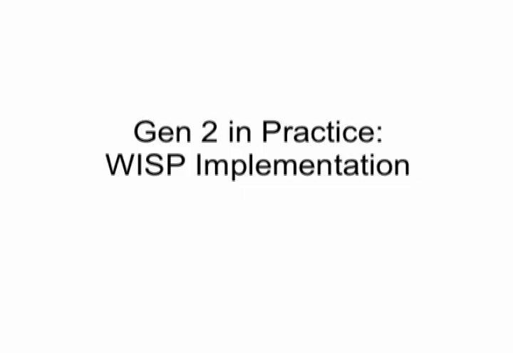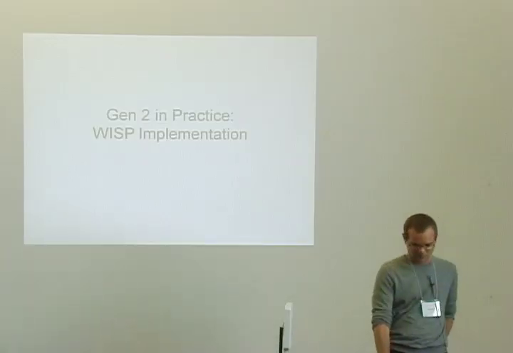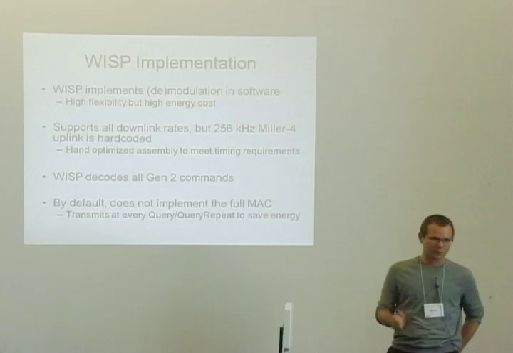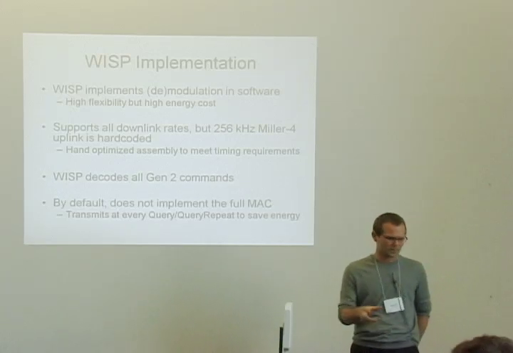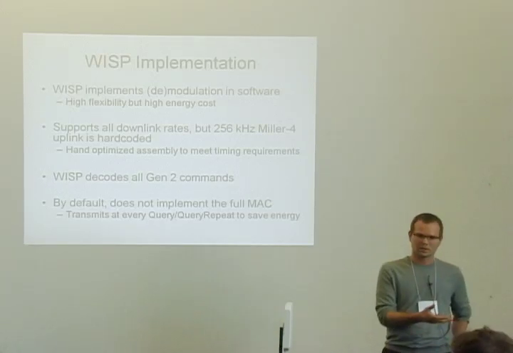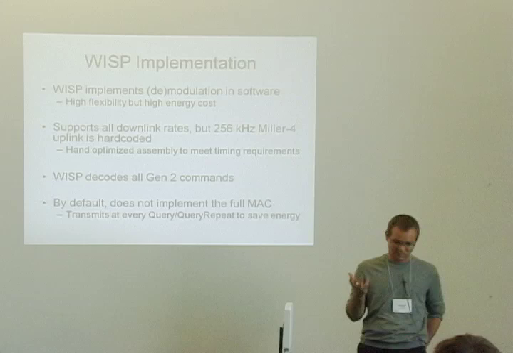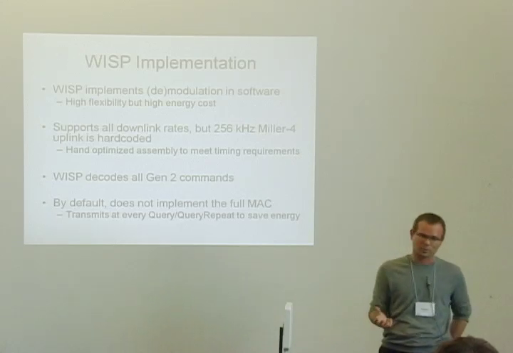Those are the details of how, in general, the Gen 2 MAC works. Now, the WISP doesn't implement all of that. Some of the implementation details: first, all of the modulation and demodulation is implemented in software. The nice part about this is that it's highly flexible. For instance, these WISPs used to be Gen 1 WISPs for a previous protocol. When Gen 2 came out, we rewrote the firmware, and now we have the Gen 2 WISP, which gives you a lot of power as far as what protocols you can support.